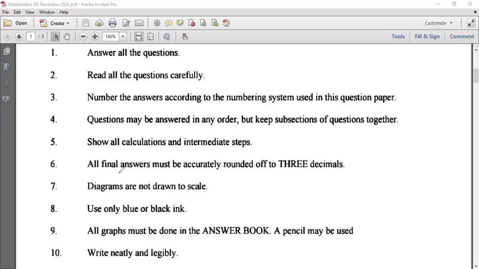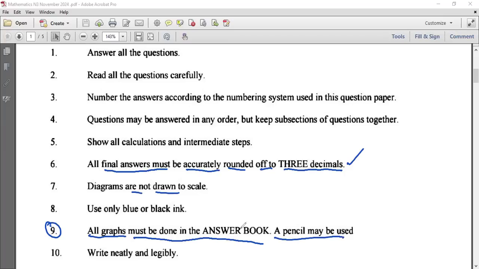And also, here, all final answers must be accurately rounded off to 3 decimal places. So you're going to use 3 decimal places, and diagrams are not drawn to scale. And also take note on number 9, all graphs must be drawn in the answer book. A pencil may be used. So take note, in the answer book, we do not have a graph paper that we are going to use. We're just going to sketch them in our answer book as it is.